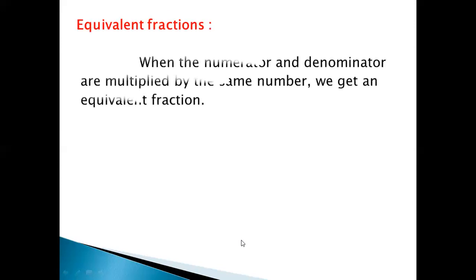How to make equivalent fractions? When the numerator and denominator are multiplied by the same number, we get an equivalent fraction. Look at this example. You have a fraction 3 over 7. Now I multiply both the numbers, 3 and 7. 3 is the upper number, top number. I multiply it by 2. 7 is the lower number. So I will multiply 7 also by 2.